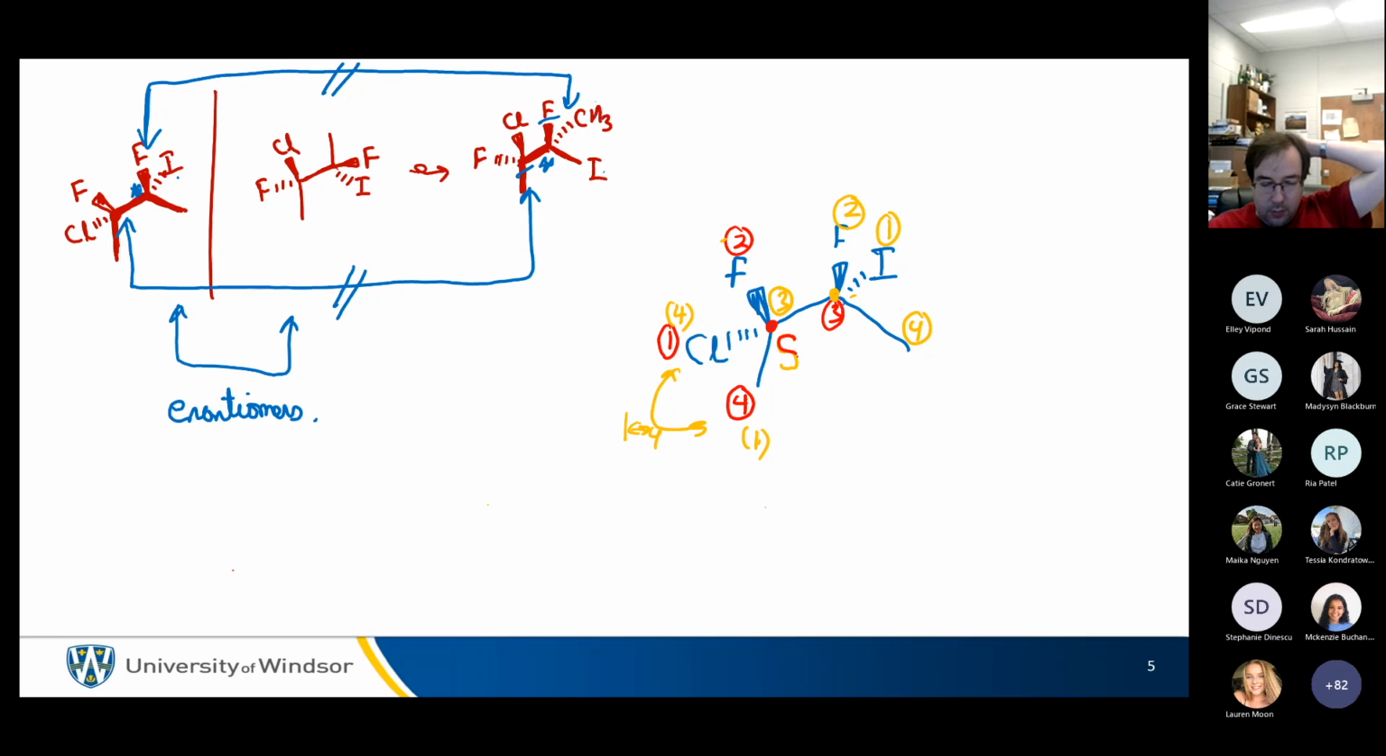So it's S. And now I'm going to do the same thing here. I'm going to switch 1 and 4 again because I want 4 back and away. And I go from 1 to 2 to 3. It looks S, but I did a switch. So it's R.